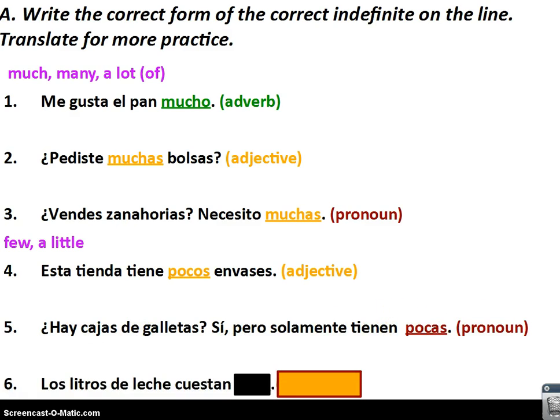Number 6. The liters of milk cost a little, or cost little. In this case, it's describing how much it costs. Cost is a verb and not a noun, so this one will be an adverb. And if it's an adverb, we know it has to end in an O. And just one point I want to make, if you guys don't know much about measurements, liters typically measure the volume of liquid. I think there is a question tomorrow on the quiz, so you need to know that you can have a liter of milk, a liter of water.